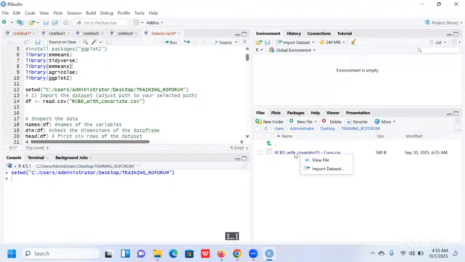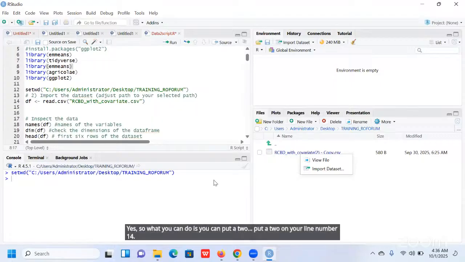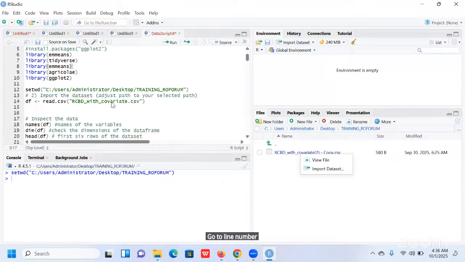I get now where the problem is. Yes, so what you can do is put a 2 on your line number 14. Go to line number 14 and put the 2 in the bracket, not in front there. Put a bracket there. That 2 should be in a bracket. Try to run that line.